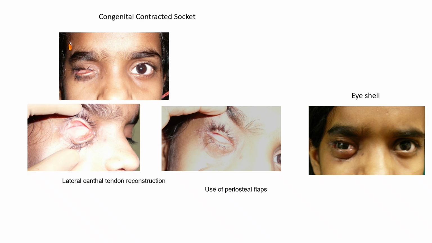Congenital contracted socket, lateral canthal tendon was reconstructed using a periosteal flap. Subsequently, eye shell could be placed, and here you see the patient with clear eye shell.